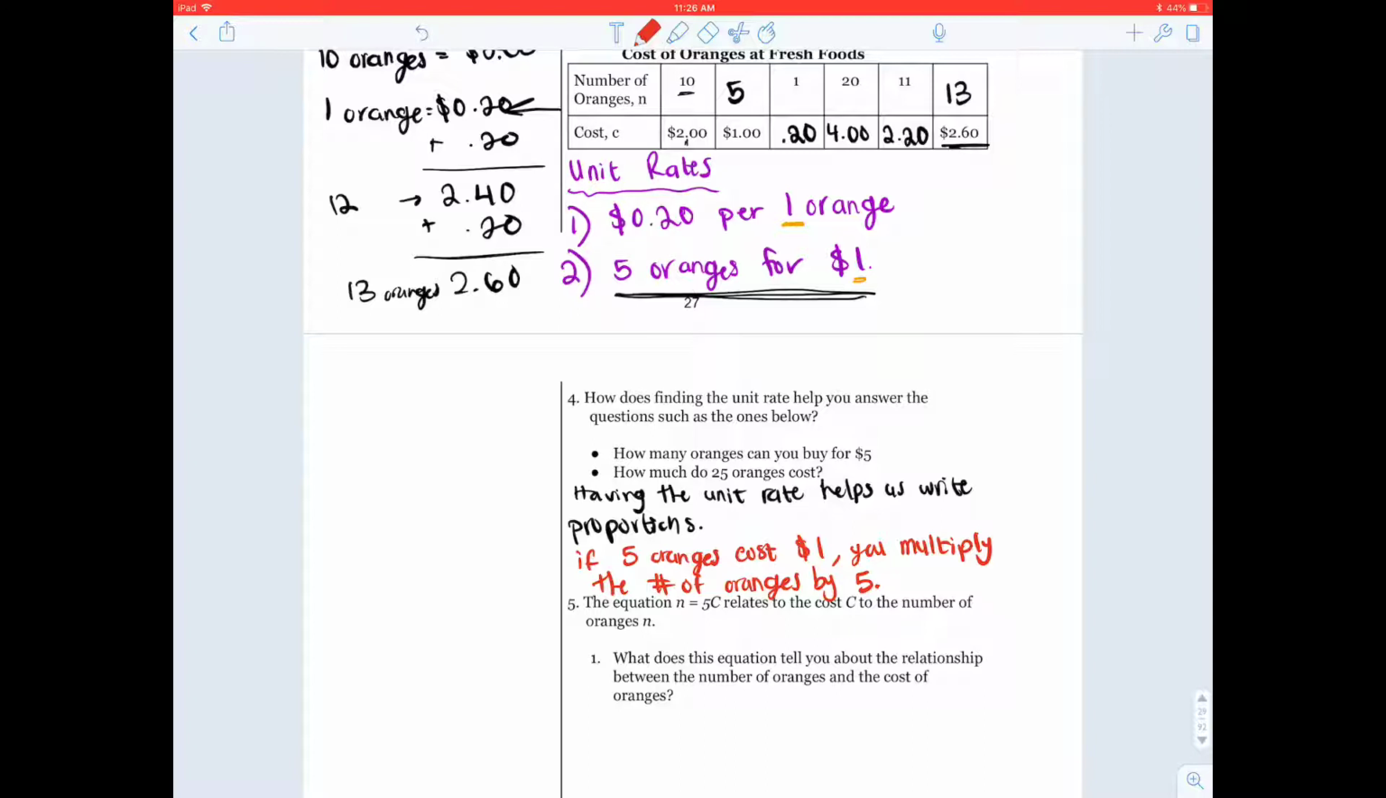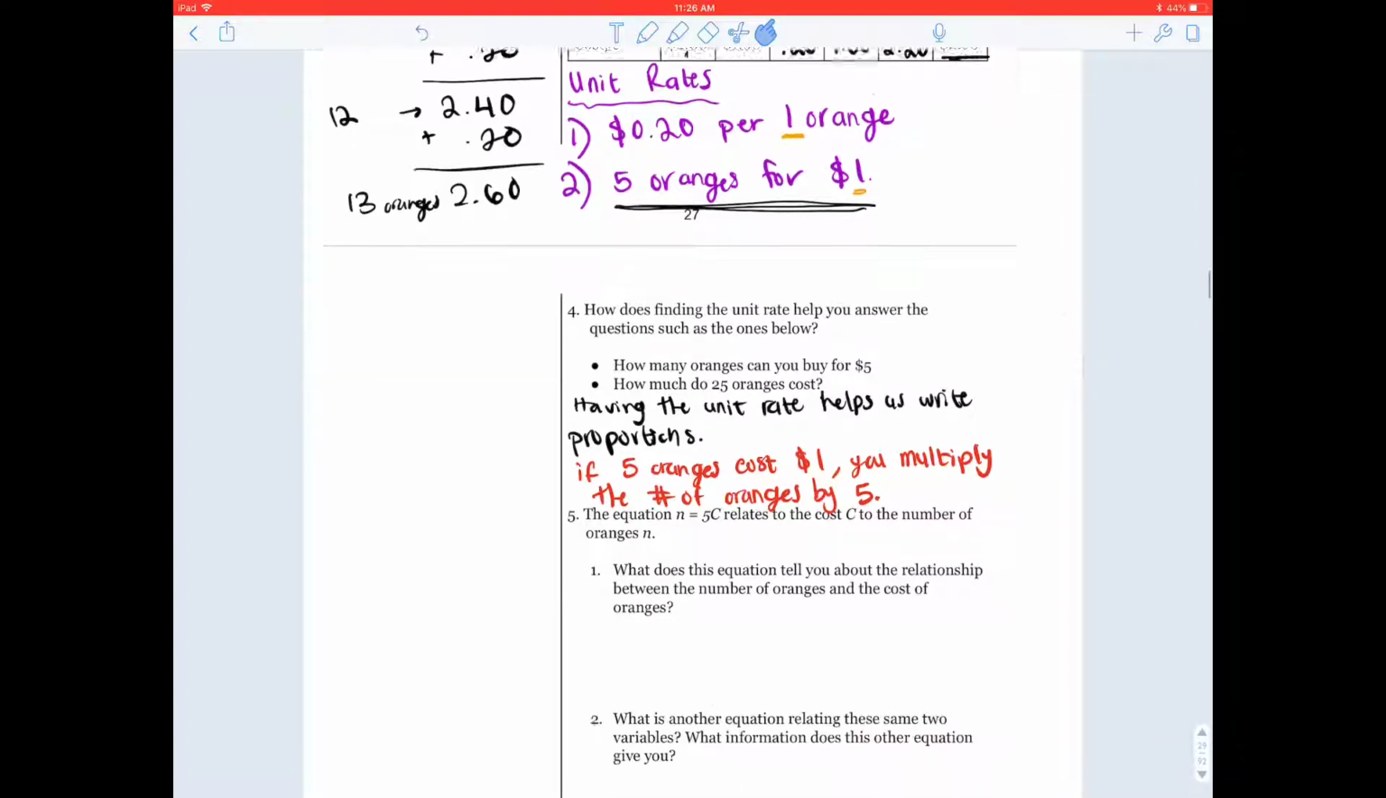Similarly, if I'm trying to figure out how much 25 oranges cost, how can I use this unit rate? Well, 25 divided by 5 equals 5. So using the unit rate this way really helps us. It kind of makes things go a little quicker, okay?